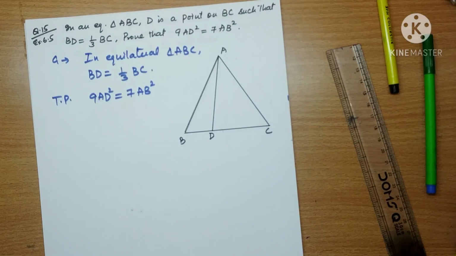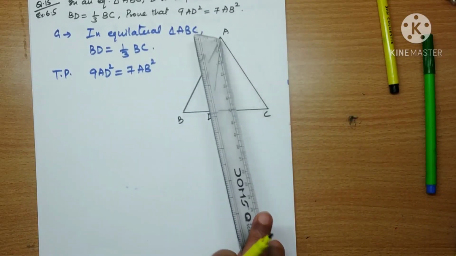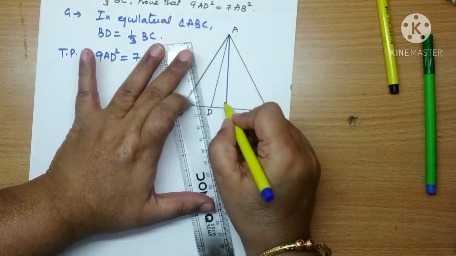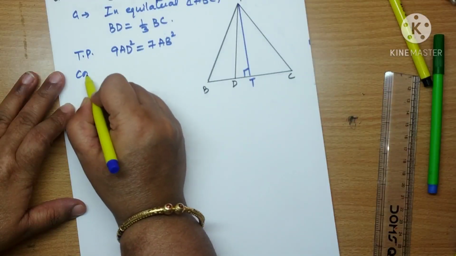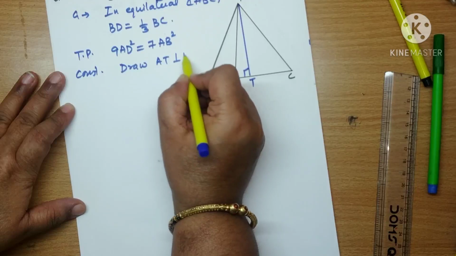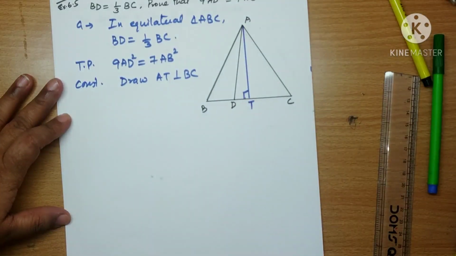Now, how do we prove this relation? 9AD square is equal to 7 times AB square. Obviously, I need a perpendicular. So, let us draw a perpendicular T. Construction: draw AT perpendicular to BC. Now if AT is perpendicular to BC, I have this angle 90.